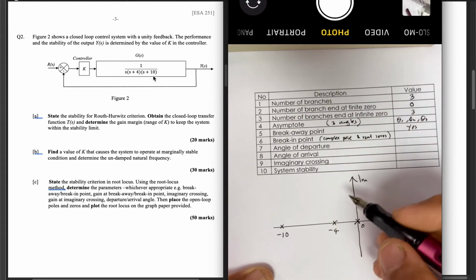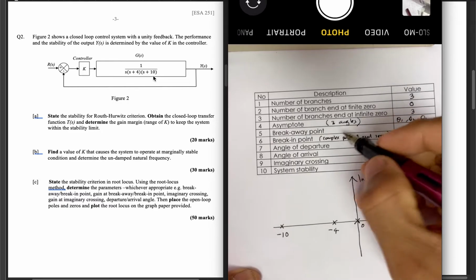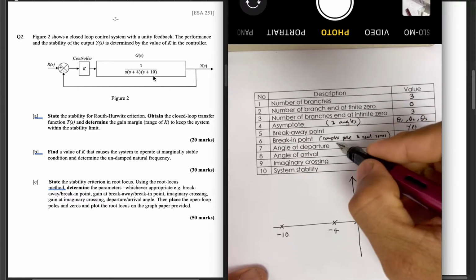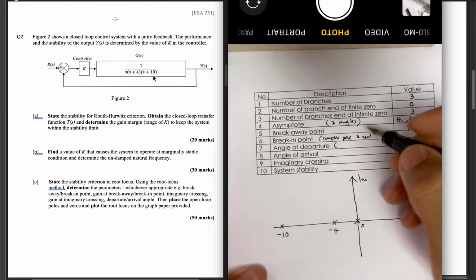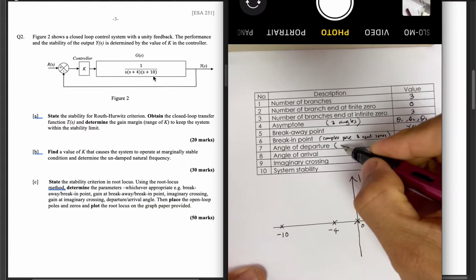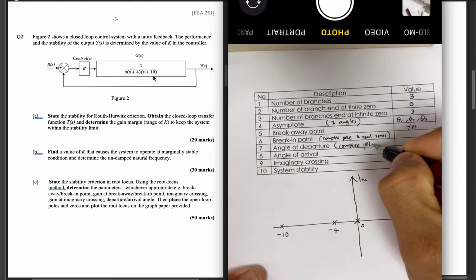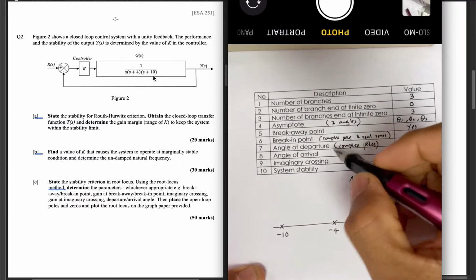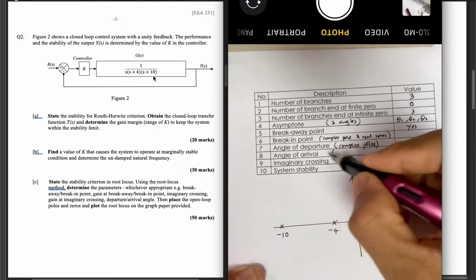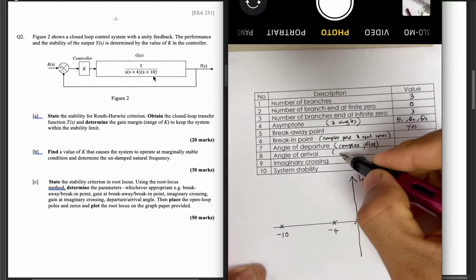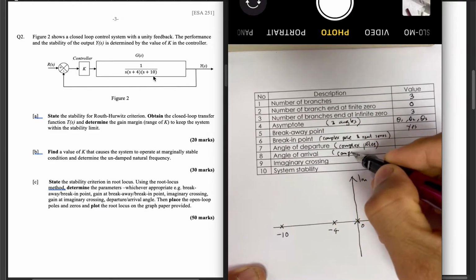Angle of departure is the same thing: it is only available when you have complex poles. Angle of arrival you can have when you have complex zeros.